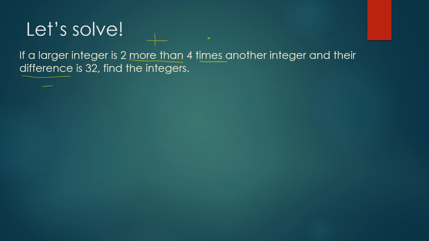The question is, what is the overall arching connection? I also know that I have a larger integer and another integer. So I have two integers that I do not know the values of. So I'm going to go ahead and define those variables. I'm going to let x equal the larger integer. And I'm going to let y equal another integer.